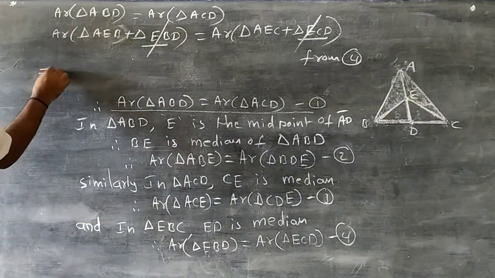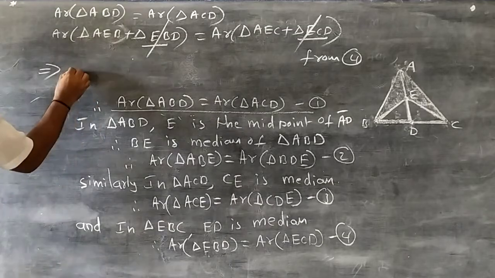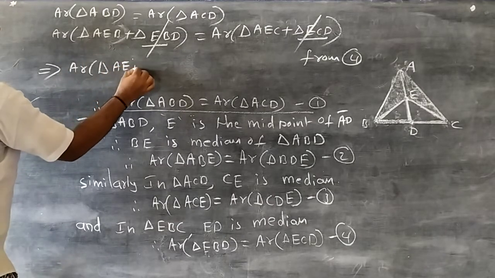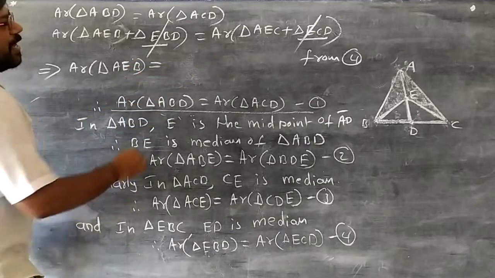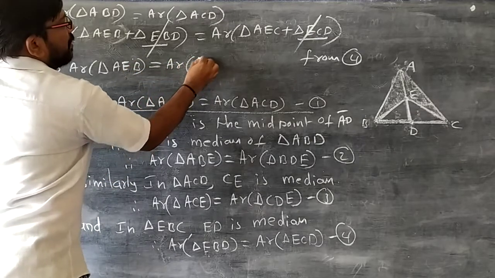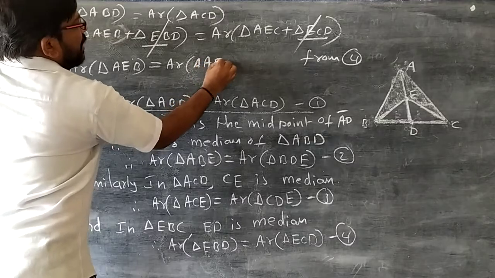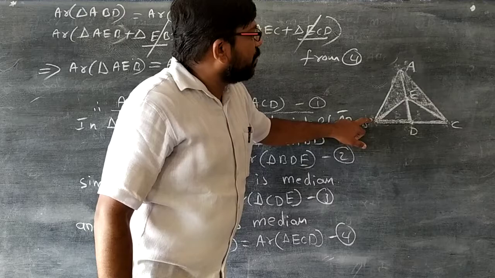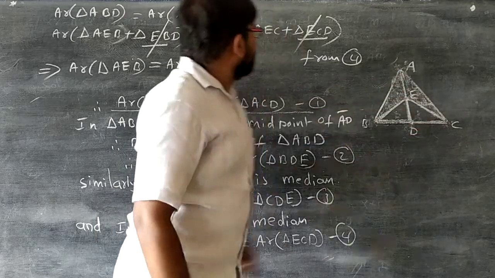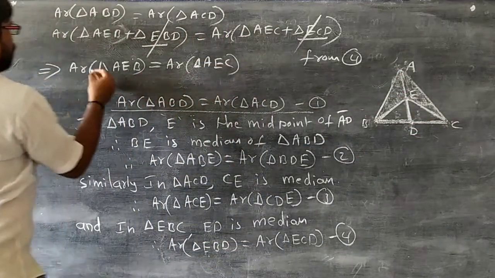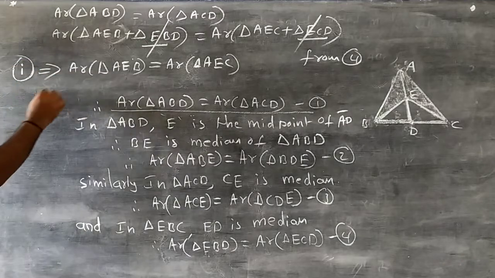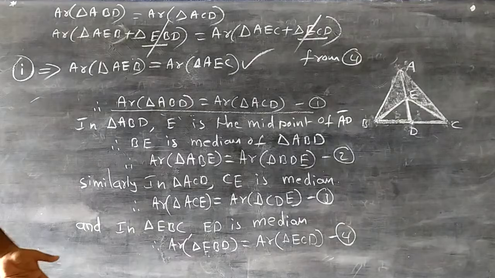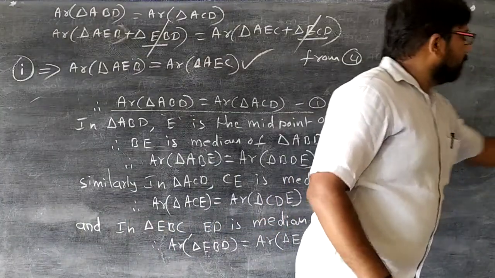So that is cancelled. What do you have remaining? The area of triangle AEB is equal to the area of triangle AEC, right? So the first problem is completed, right? Next, go for the second one.